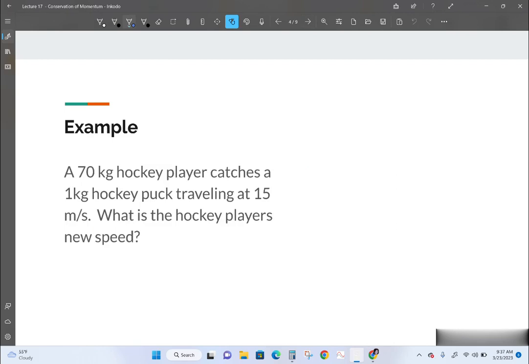All right, let's do an example. A 70-kilogram hockey player catches a 1-kilogram hockey puck. So what this means is that the total momentum before has to be equal to the total momentum after. And what are the two objects? We have a player and we have a puck. So we have the momentum of the player and we have the momentum of the puck.